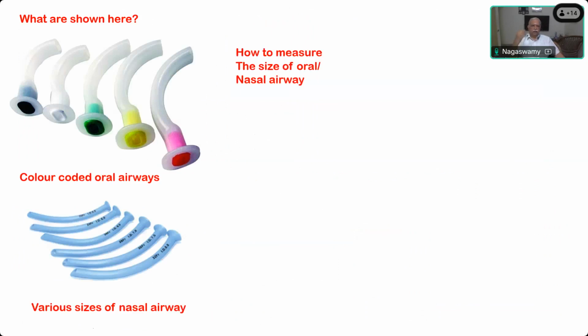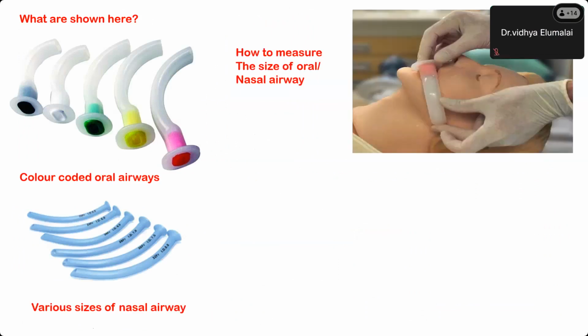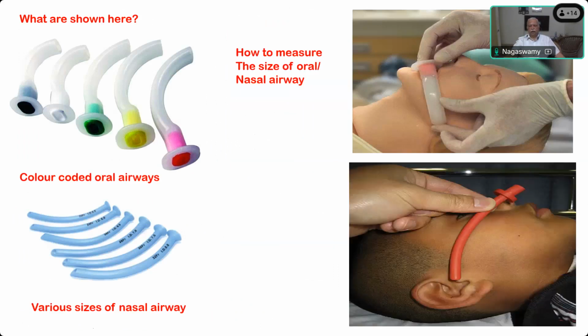How to measure the size of the oropharyngeal or nasopharyngeal airway? How will you choose the correct size? For oropharyngeal airway, you have to measure from the angle of the mandible to the corner of the mouth. So that is how you select the size of the oropharyngeal airway. For nasopharyngeal, from the ala nasi to the tragus. So that is how you measure the correct size, so that you don't traumatize or introduce it too long.